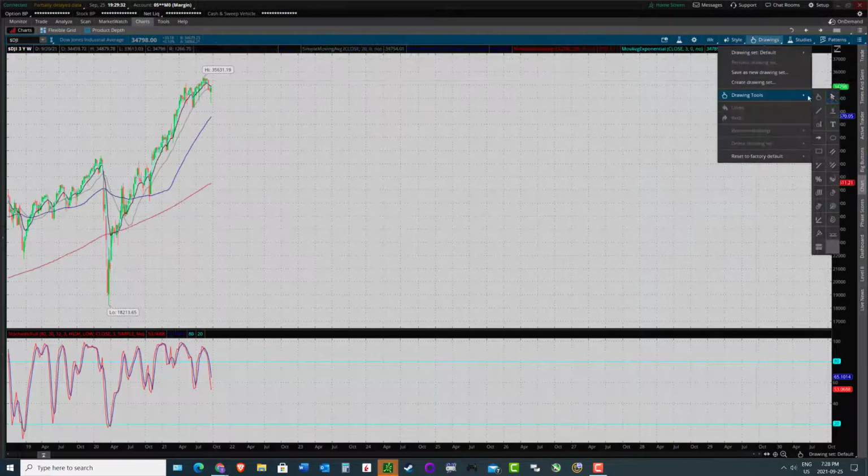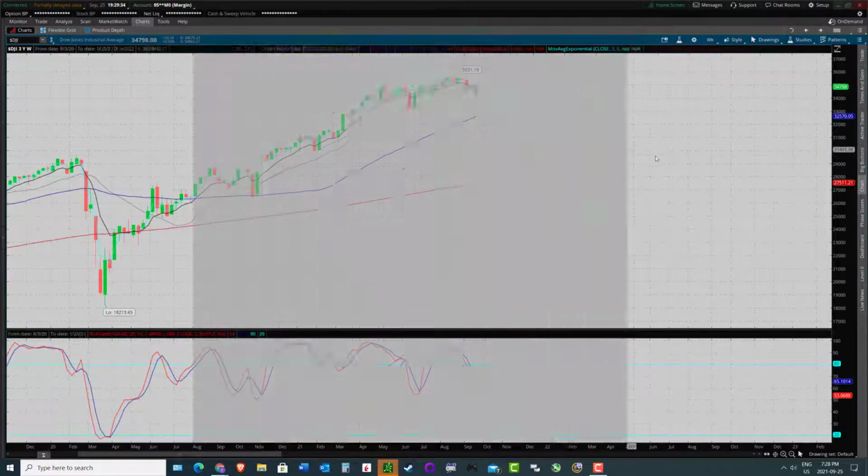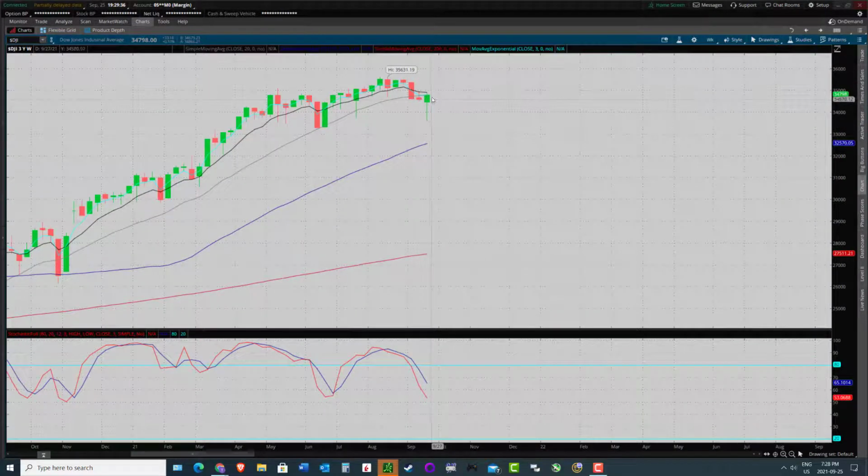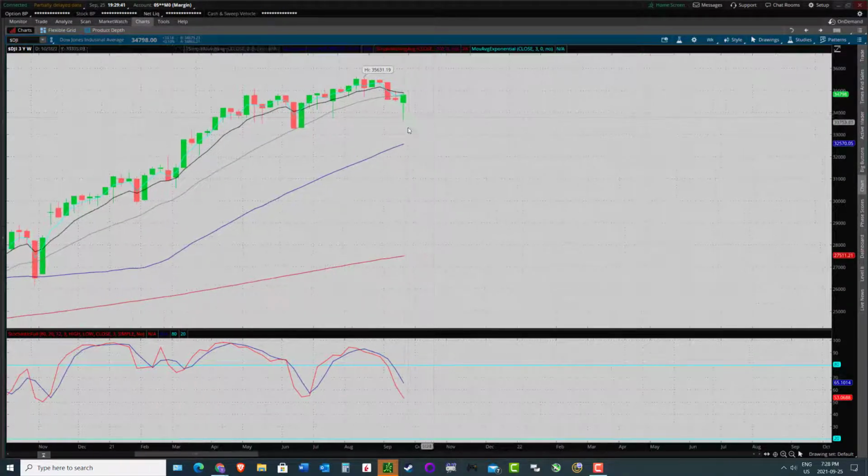On the weekly here, let's have a look. Same kind of weekly candle. Potential bullish hammer. Although it can certainly fail. But have to point out, it is a bullish hammer on the weekly.